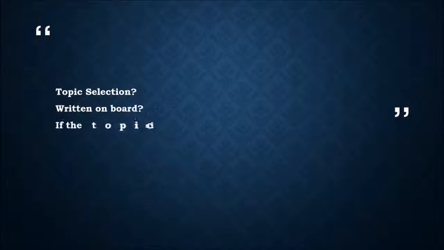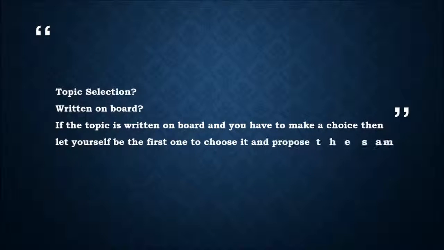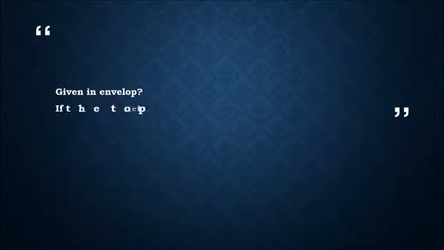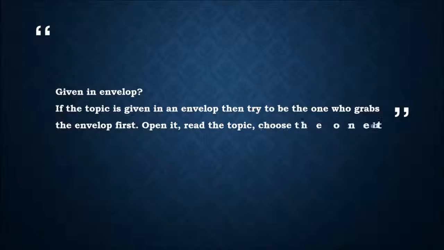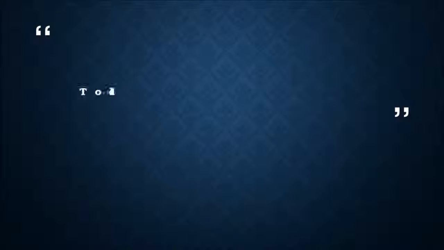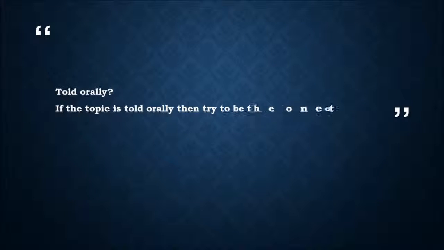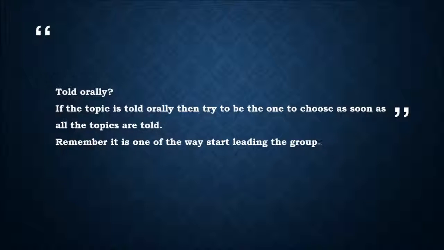Topic selection. Written on board: if the topic is written on the board and you have to make a choice, then let yourself be the first one to choose it and propose the same. Given an envelope: if the topic is given in an envelope, then try to be the one who grabs the envelope first. Open it, read the topic, choose the one that you are more comfortable with and propose. Told orally: if the topic is told orally, then try to be the one to choose as soon as all the topics are told. Remember, it is one of the ways to start leading the group.